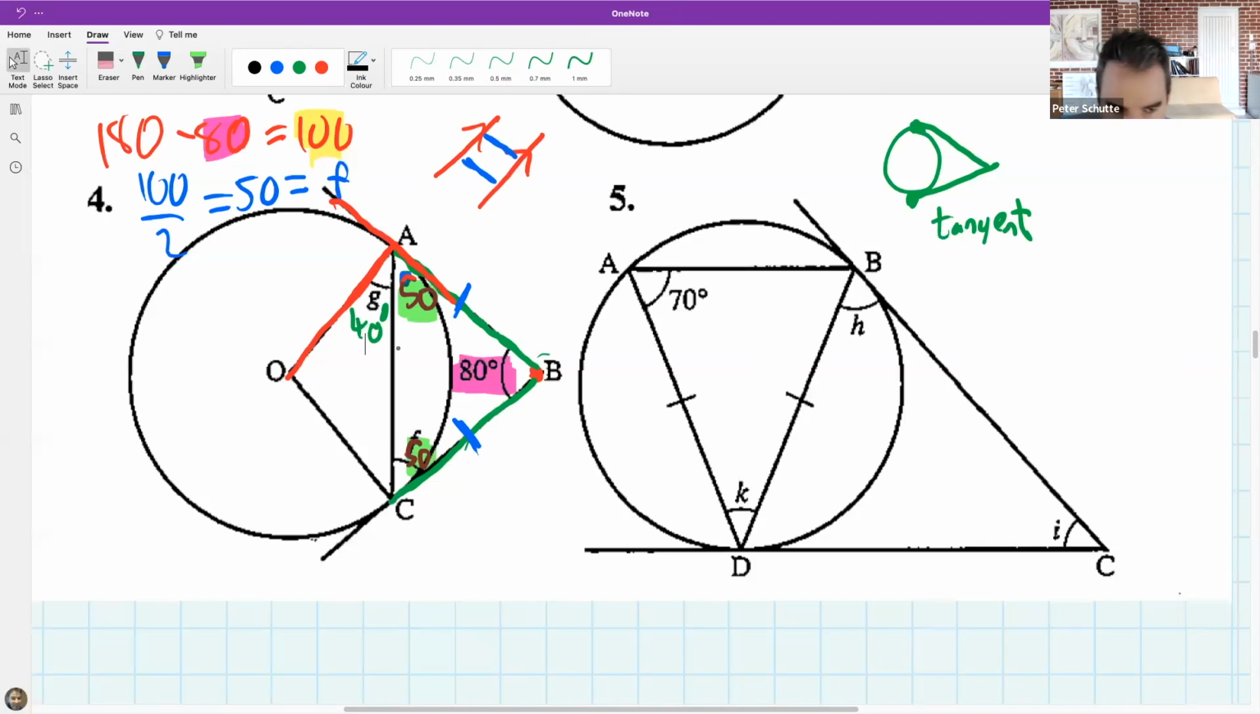So look at you guys. We're really doing some quite tricky types of questions. And so we're going to call it a day for today.